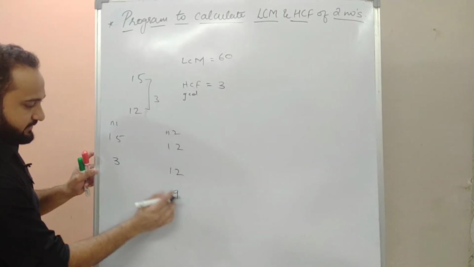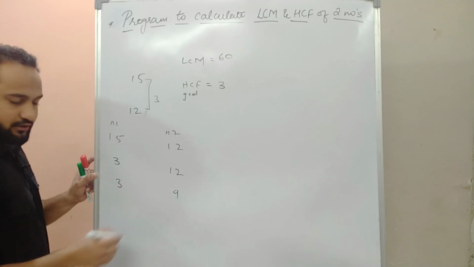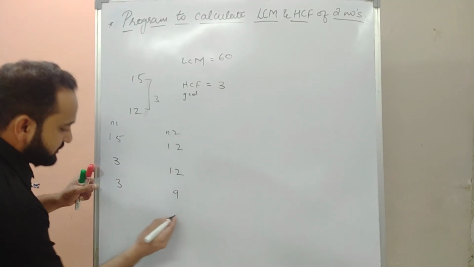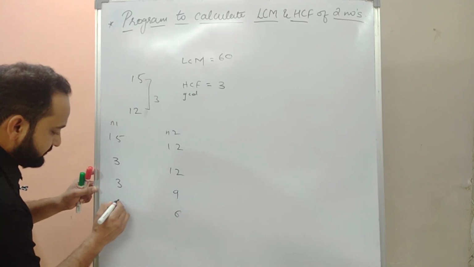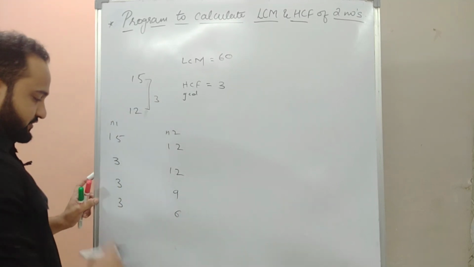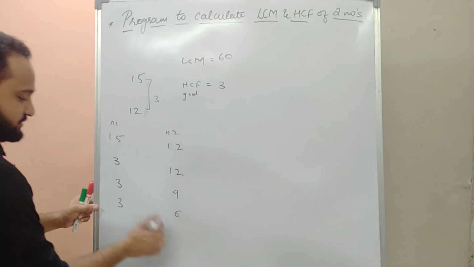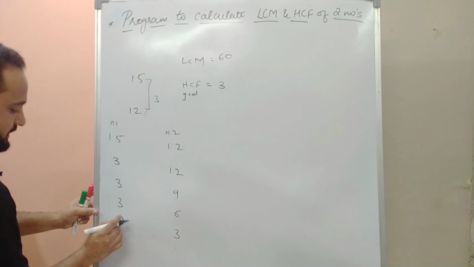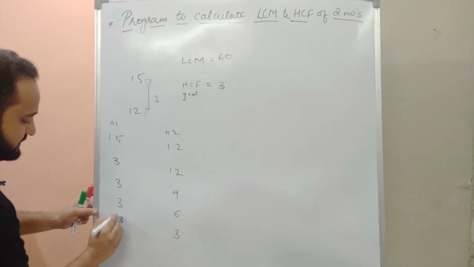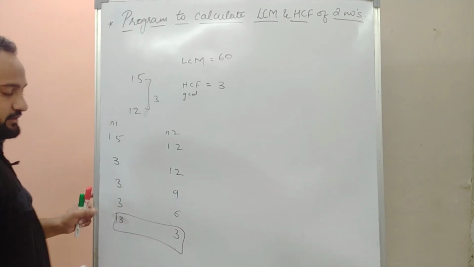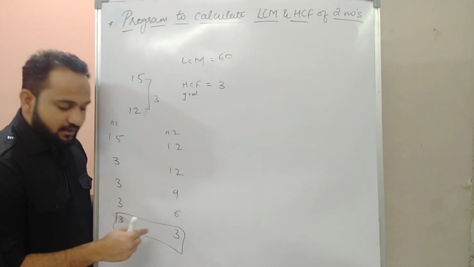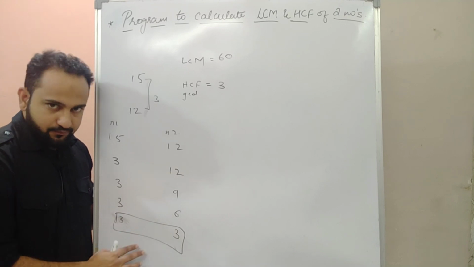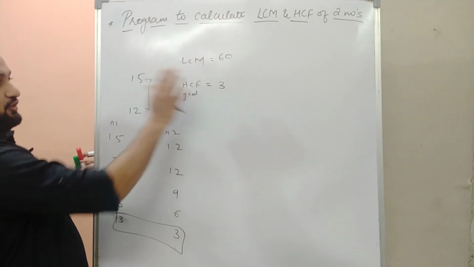So you will get how much here? 9. n2 will become 9 and your n1 is still 3. Again 9 is greater, right? So you have to subtract. 9 minus 3 you have to write here. You got 6 here. You still have 3 on the n1 side, right? Again you have 6. 6 minus 3 you will be writing. 6 minus 3 is what? 3. And here it was 3 already, right? You got the same number. There you have to stop. That same number is your GCD or HCF. I hope you got it, right? So 3 is my GCD.